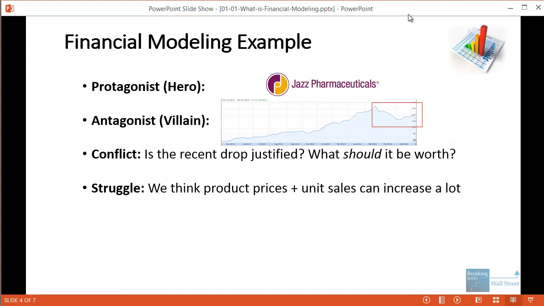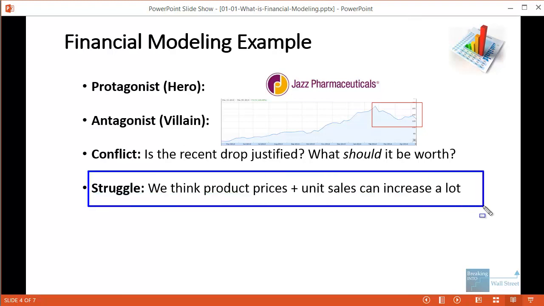So the struggle here is that now we need to go beyond the conflict and we need to get more specific. So the market thinks one way about this pharmaceutical company's prices and unit sales, and we think another way. Specifically, we think that the market is greatly underestimating how much the company can raise its prices by, and also how much it can ultimately sell. So that's the struggle.